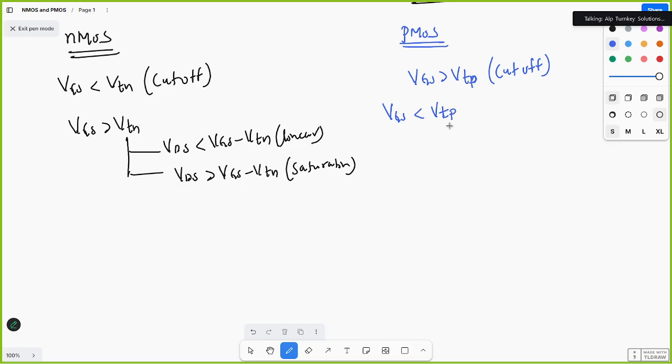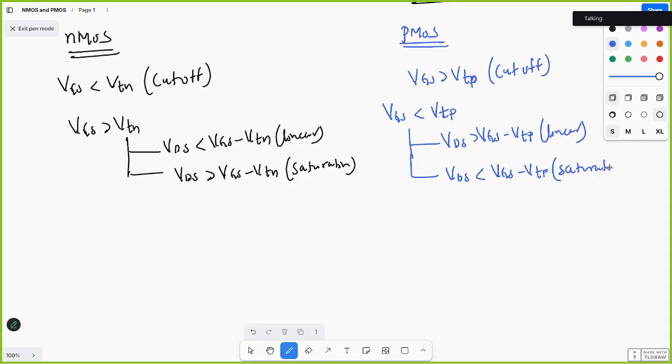VTP. Okay, threshold voltage with respect to PMOS. Again the conditions: when VDS is greater than VGS minus VTP, which region? Linear region. And when VDS is less than VGS minus VTP, which region? Saturation region. Okay, so these are the conditions.